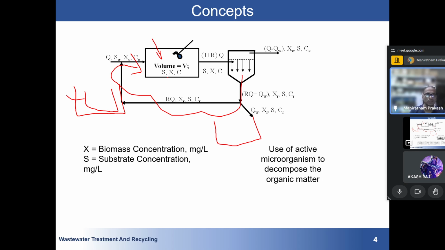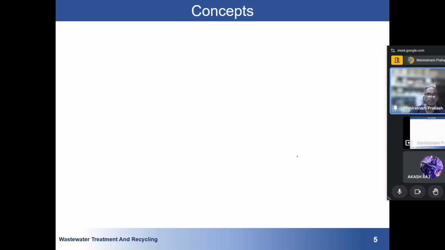That's why this whole thing is called the activated sludge process, means we are producing sludge by activating it. How are we activating it? We are introducing some of the bacteria, microbes, which were in this tank, to our treatment unit. Okay now, here x is the biomass concentration and s is the substrate concentration, and we are using active microorganisms to decompose the organic matter. So we are using active microorganisms, which can degrade our organic matter in a faster way. That's why the term is known as activated sludge process.